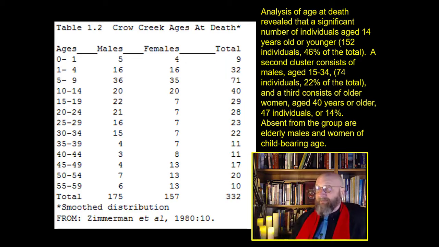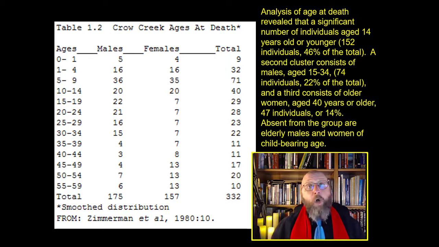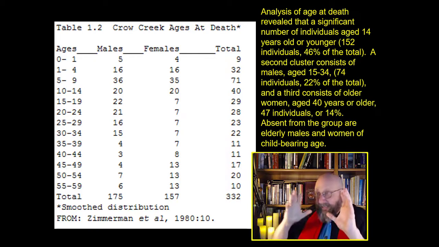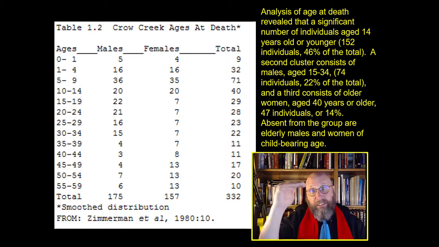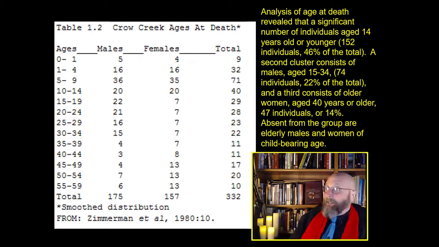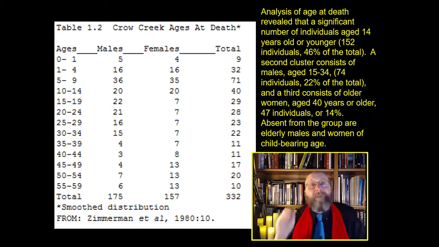In this huge pile of dead, they're almost entirely children. A significant number of the individuals inside the mass grave are aged 14 years or younger. In fact, there's 152 individuals. 46% of the total dead inside the mass grave at Crow Creek are children. 46% of our population should not be under 14 years of age.